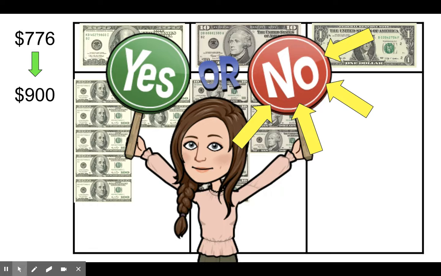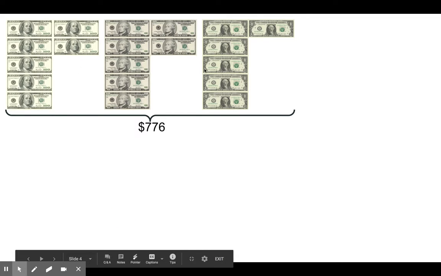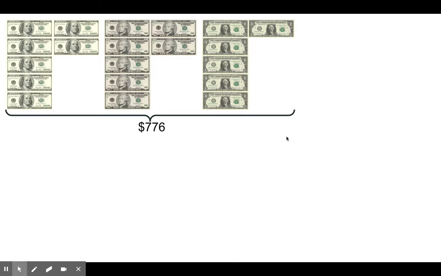We can do this in a much more efficient and faster way by using ones, tens, and hundreds, not just ones. Let's take a closer look at this. Here is $776. 7 hundreds, 7 tens, 6 ones. That's what I had in my piggy bank. Now remember, I wanted to get to $900. We want to do it in a more efficient or faster way by using ones, tens, and hundreds rather than just ones.